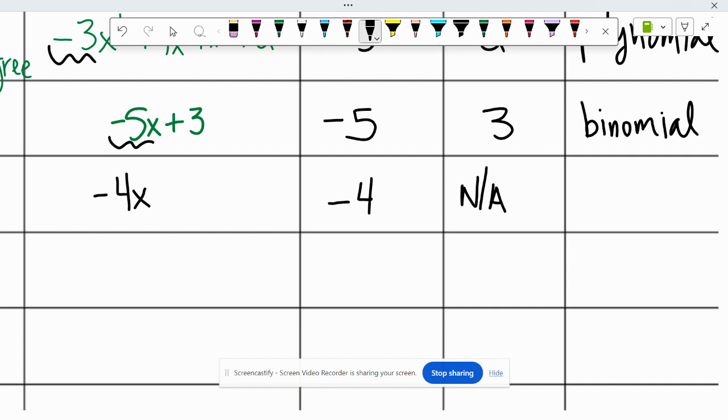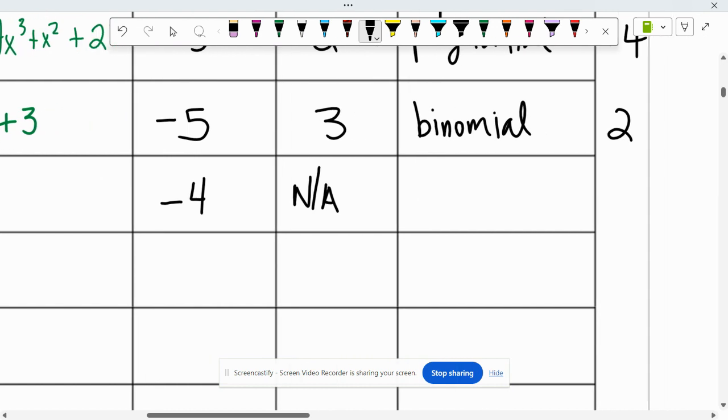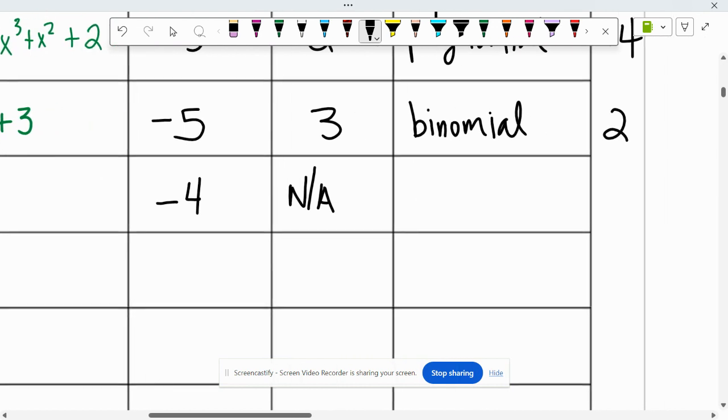What degree is it? 1. Degree 1. Okay. How many terms does this have? It has one term. What do we call something with one term, Ashton? A monomial. Good job. Monomial. This is a monomial. Okay.